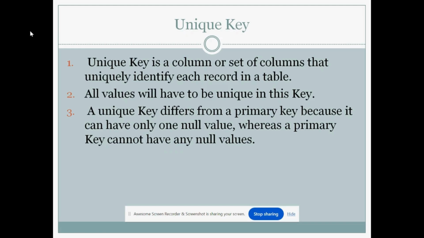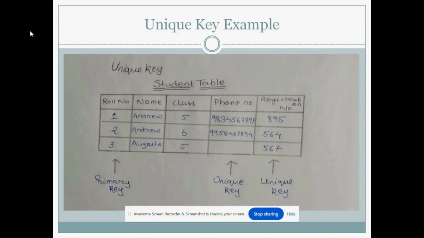Now the last key, that is unique key. A unique key is a column or set of columns that uniquely identify each record in a table. All values have to be unique in this key. A unique key differs from a primary key because it can have only one null value, whereas a primary key cannot have any null values.